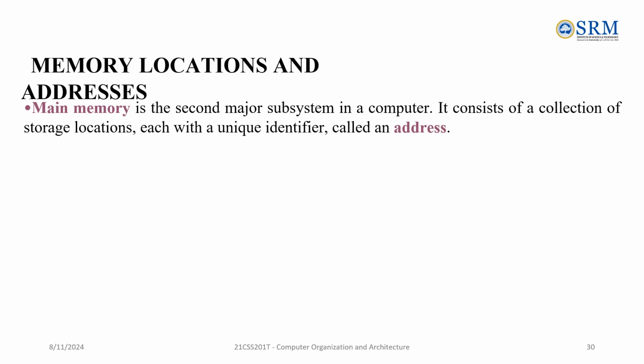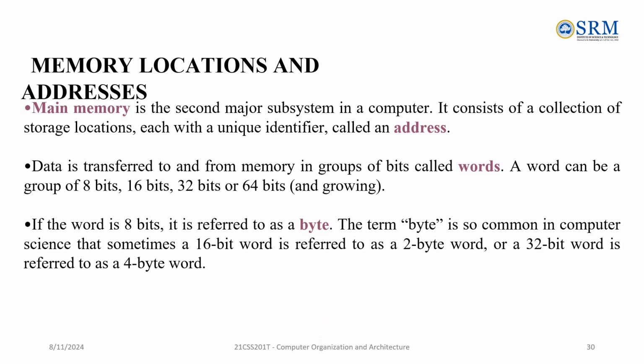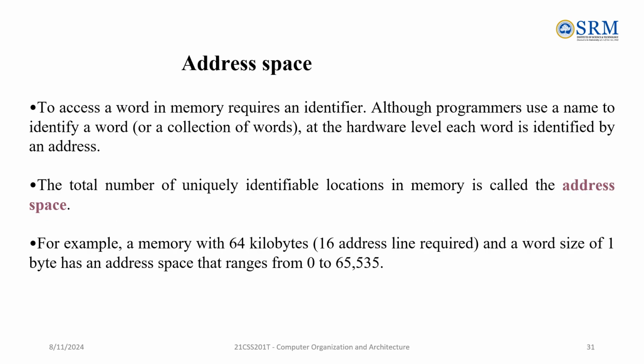So the memory is the second major subsystem in the computer. It consists of storage locations, each with a unique identifier called the address. Data is transferred from memory in groups of bits called words. A word can be 8-bit or 16-bit or 32-bit or 64-bit. If it is 8 bits, it's called a byte. If it is 16-bit, it is called 2-byte wide. If it is 32-bit, it is called a 4-byte word.